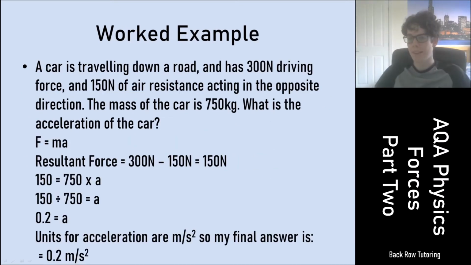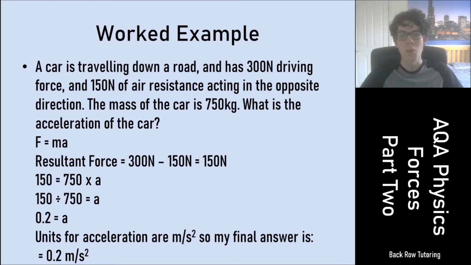Let's have a look at a worked example. A car is travelling down a road and has 300 newtons of driving force and 150 newtons of air resistance acting in the opposite direction. The mass of the car is 750 kilograms. What is the acceleration of the car? Firstly, we need to work out the resultant force, because remember, Newton's second law uses the resultant force. Resultant force is equal to 300 newtons subtract 150 newtons, which is 150 newtons.